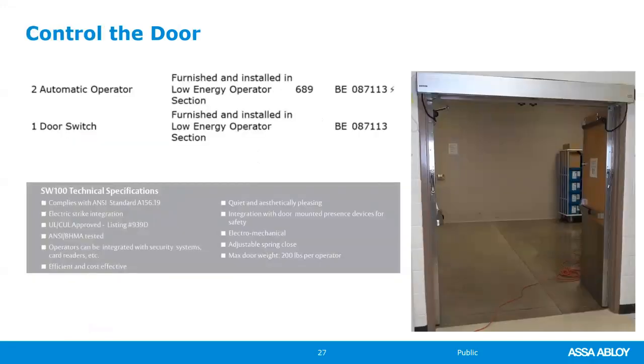The power operator was supplied by a different section. You can see the section listed here. It does indicate that it's electric. They do use the extra safety sensors, even though they're not required on low energy operators. There is one door switch for the inside. The card reader is what opens from the outside.